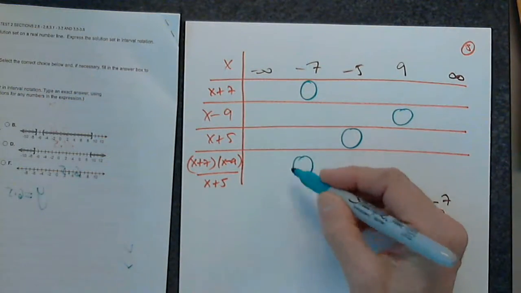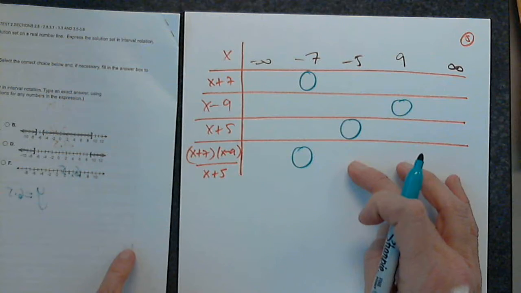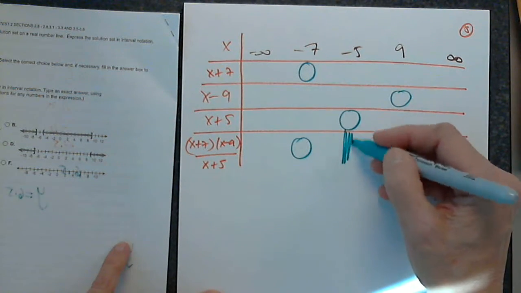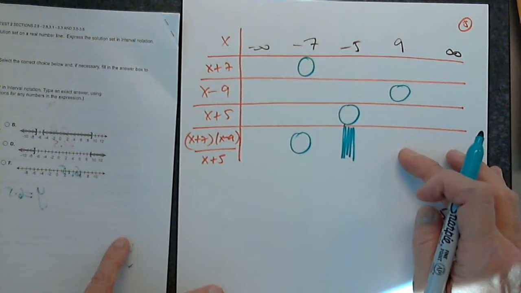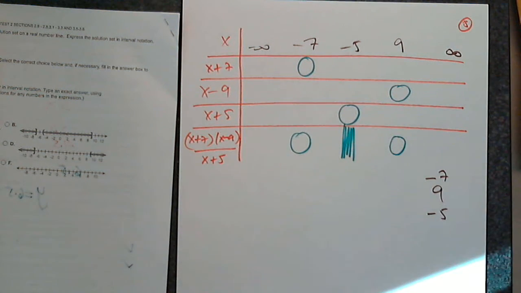Perfect. What happens at negative 5? Very good. And what happens at 9? Perfect. So now let's establish the signs. Luckily for us, they're all linear functions with a positive slope. I don't have to think. What is the sequence of signs for something like that?